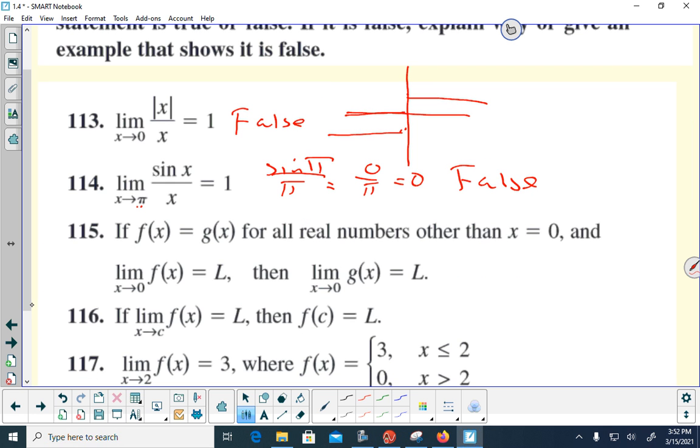Number 15. If f of x is equal to g of x for all real numbers other than x equal to 0, and the limit as x approaches 0 of f of x is L, then the limit of g of x is also L. That is true.